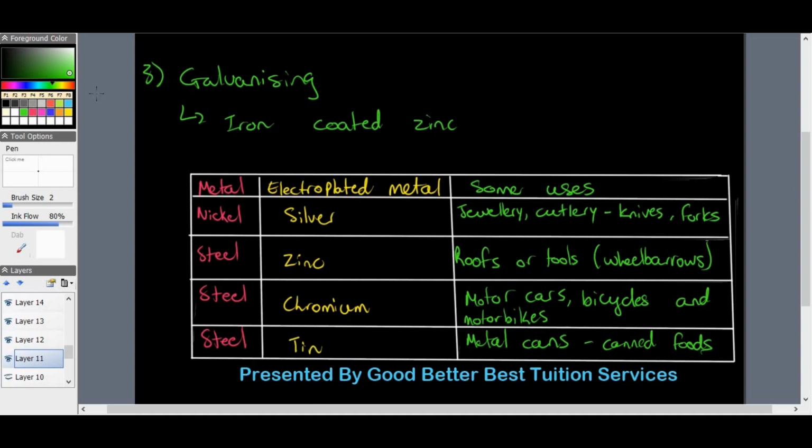And then, of course, we can also coat steel with tin, such as in our metal cans. Any metal cans that we see are coated with tin. So canned food, canned sodas, Coca-Cola, and everything like that is all coated with tin to prevent them from rusting, and to definitely slow down the process, as well as totally prevent rust from attacking the metal.